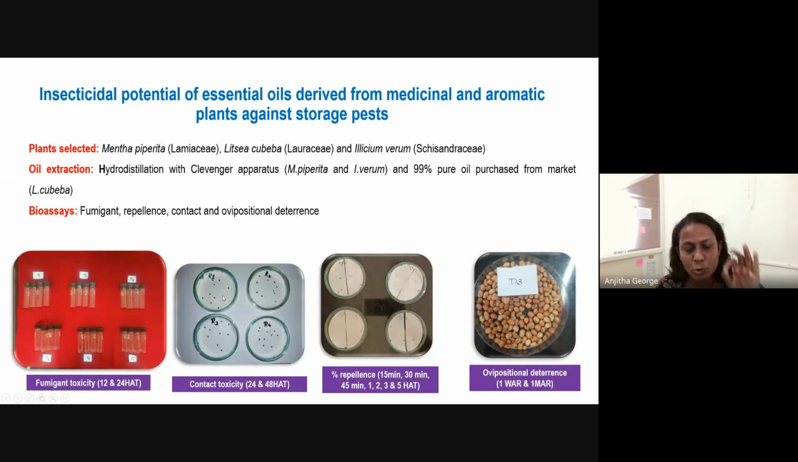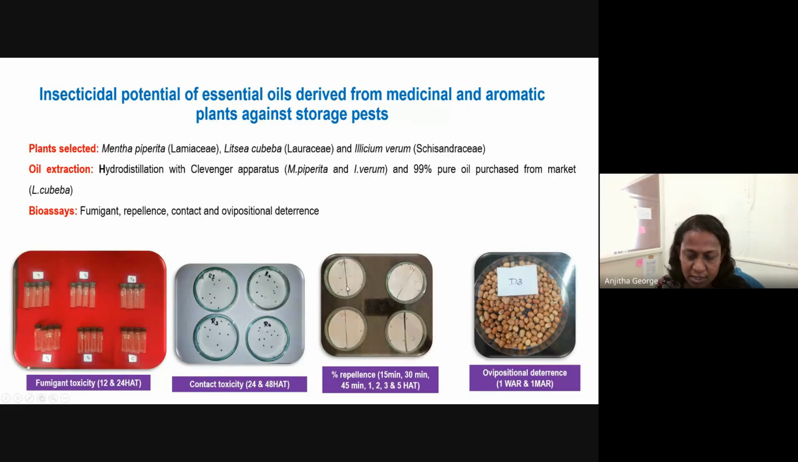filter paper. We treat the filter paper with the essential oil, and after drying we release the insects, and we observe the mortality at 24 as well as 48 hours after treatment. And coming to this one, we are recording the percent repellency.